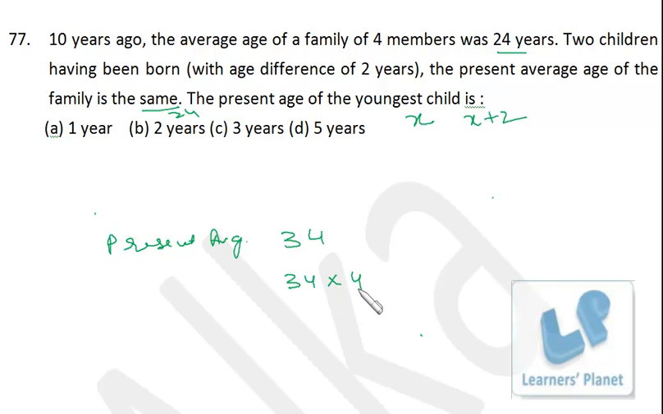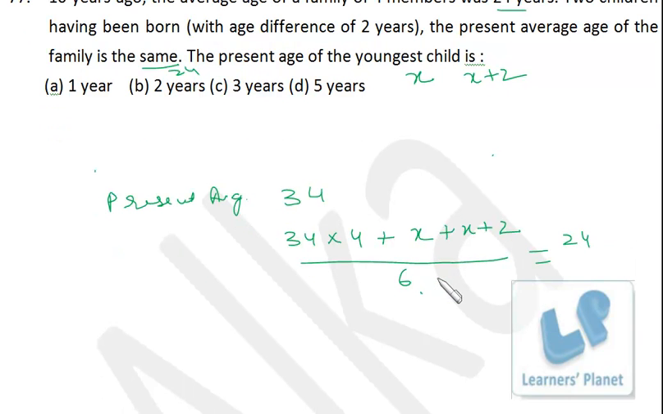Now 34 into 4, this is the total of these 4 persons, plus 2 more members are there of x and x plus 2 age. So this is the total of all the 6 members of the family, right? So if I divide it by 6, that will be the average age of the 6 members, and that is actually same as it was earlier, that is 24, right? So x is the unknown quantity that we have to calculate.